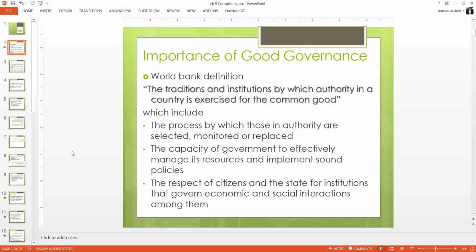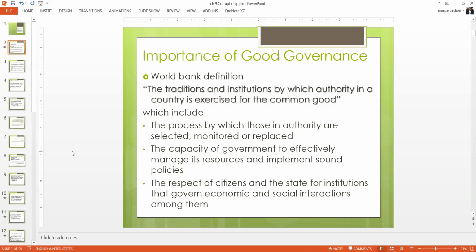So, the importance of good governance. The World Bank defines it as the traditions and institutions by which authority in a country is exercised for the common good. So institutions are made to create a common good. It means sometimes markets are stuck at a bad equilibrium, and that bad equilibrium is hurting poor or rich or all of them. So we need to move that equilibrium into a favorable situation.